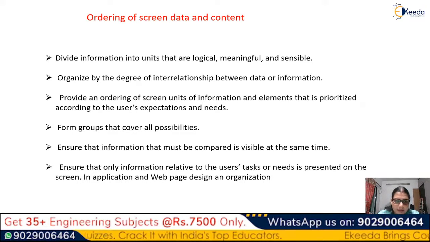Then organize by the degree of interrelationship between the data and information. Sometimes people get confused between data and information. Since we are students of a technical background, we understand what is data and what is information. But since other people are not of this background, they find that data and information are the same thing, or that they have some interrelationship between them. Then provide an ordering of the sequence of screen units of information and elements that is prioritized according to the user expectations and needs.